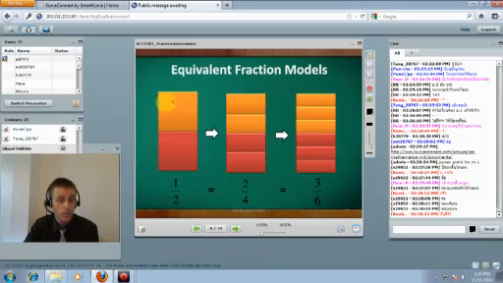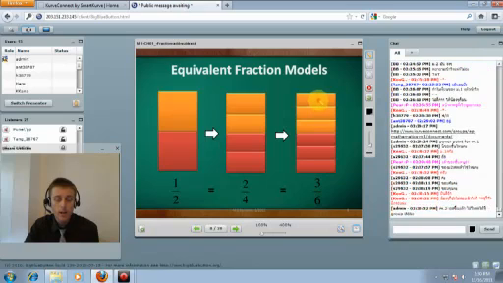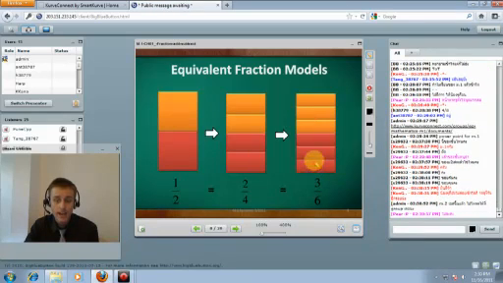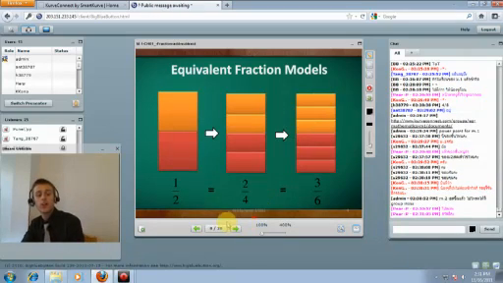So in this picture, we only have 1 orange and 1 red. In the second picture, they cut them in half. So we have 4 pieces total, so the denominator is a 4, and 2 are now orange. In this picture, they cut it again, and we now have 3 red, 3 orange. So our denominator is 6. There are 6 total pieces, and we have 3 that are orange.